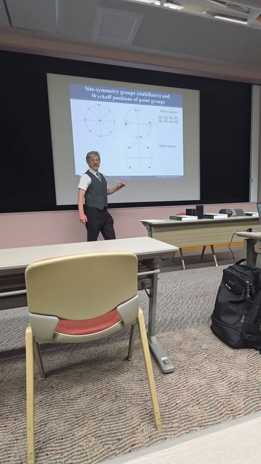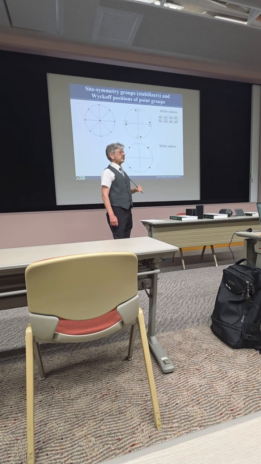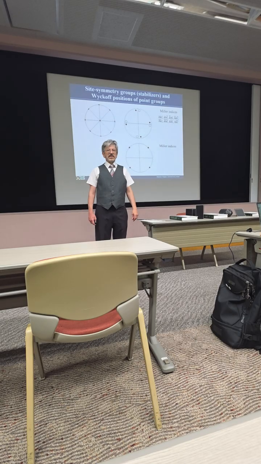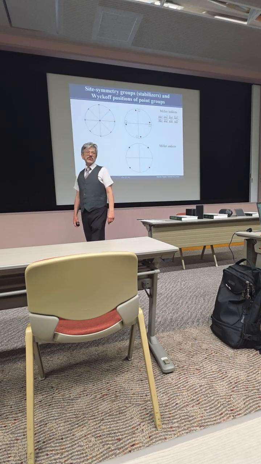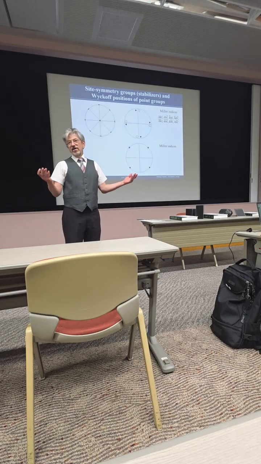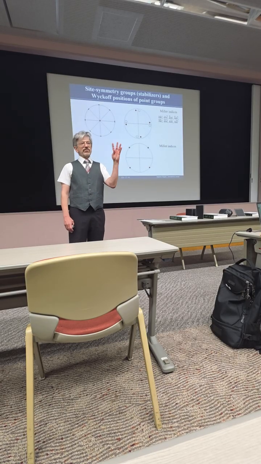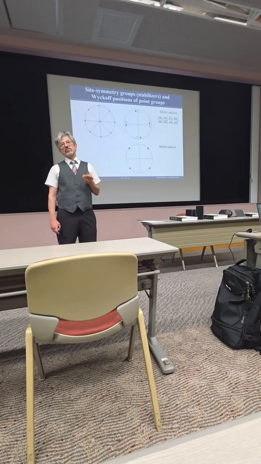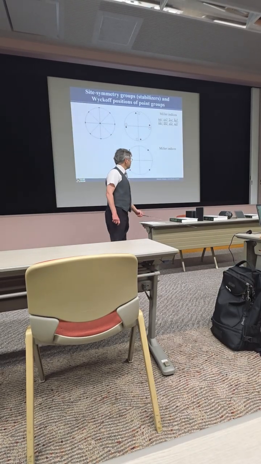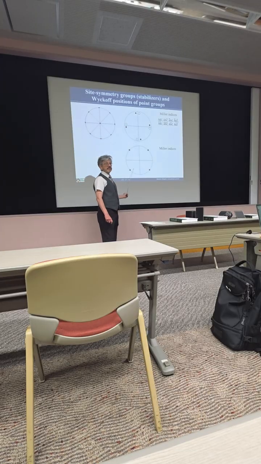What is the order of the point group 422? How many operations in 422? It's isomorphic to 4mm. 8. So 8, because 4 rotations for the 4-fold, and then you have 4 2-fold rotations. So 8. Here we have 8 poles, and here we have 4 poles.